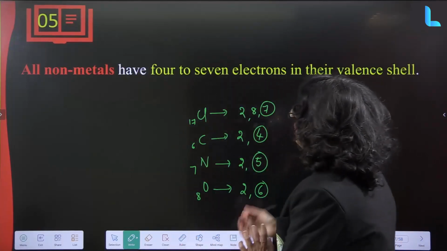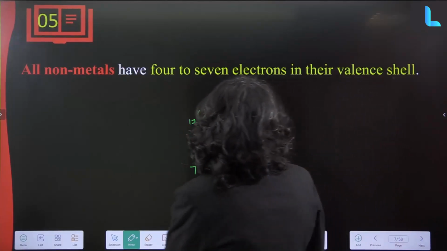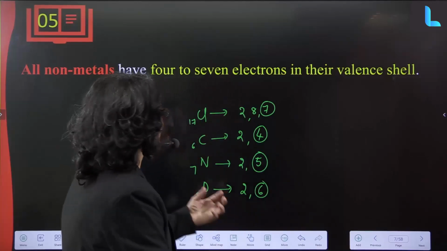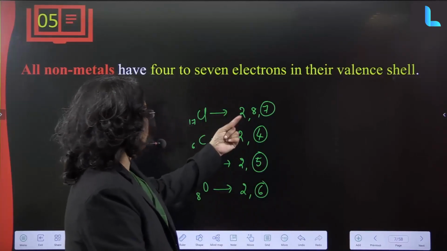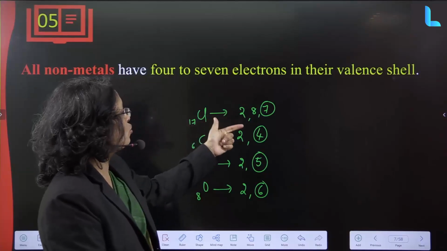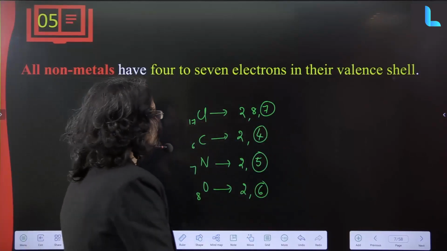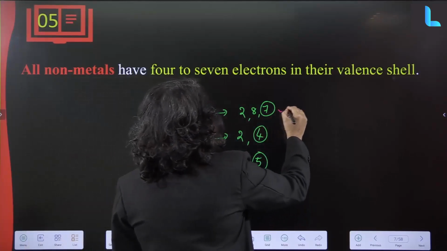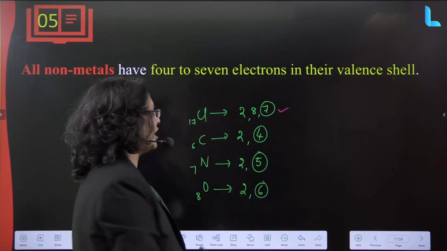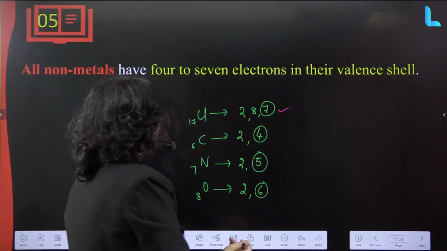In the same way, non-metals have 4 to 7 electrons in the valence shell. For example, chlorine has atomic number 17, so 2, 8, 7. How many electrons are in the outermost shell? There are 7 electrons. So by taking 1 electron, the octet will be completed.